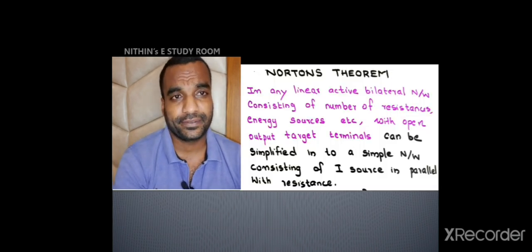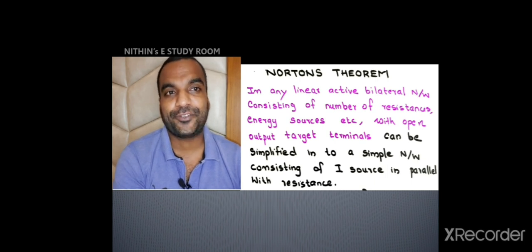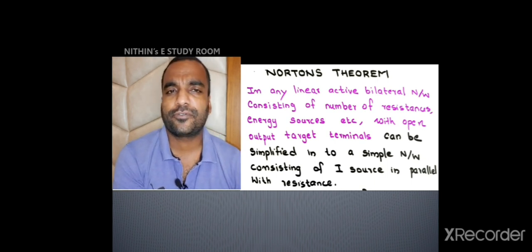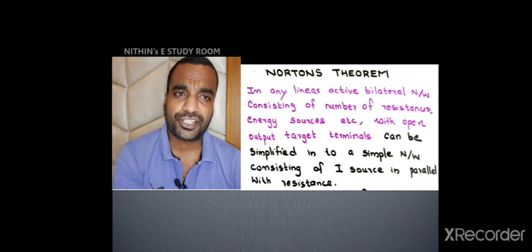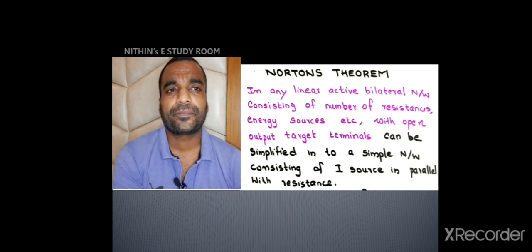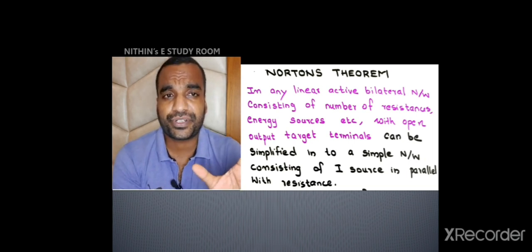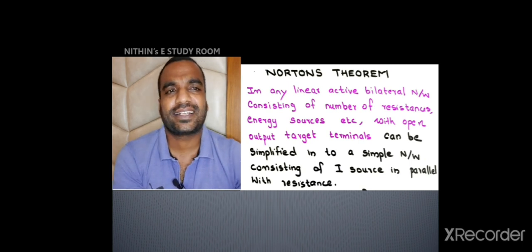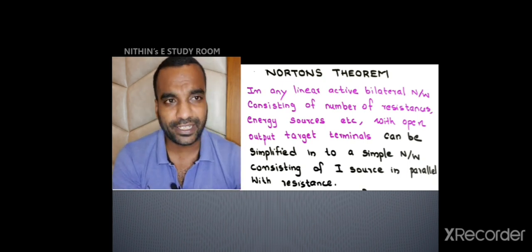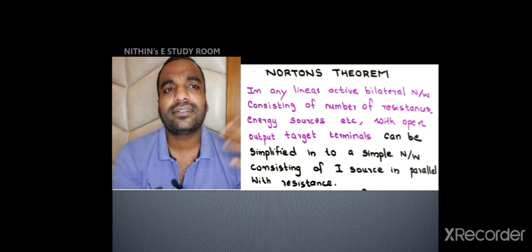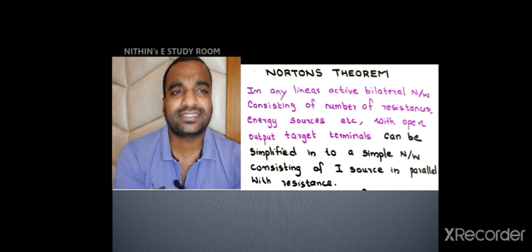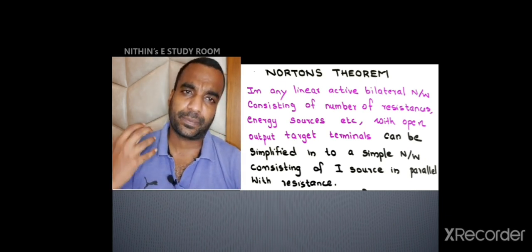So this is the statement. In any linear active bilateral network consisting of a number of energy sources, resistance, etc., with open output terminals. Okay, you can see the first portion I have written in pink color, and the second portion is written in black color. So the first portion in pink color represents the if statement, and then what we can do or how we can simplify is written in the black portion. So first I'm repeating it once again.